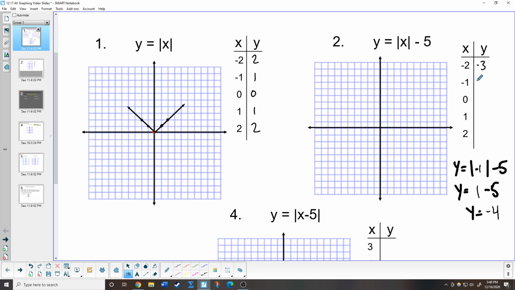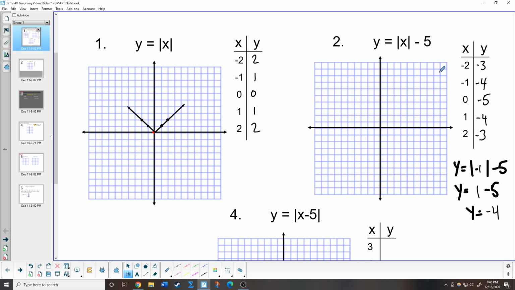All right, let's go ahead and do a couple more now in our heads. So if we plug in 0 here, absolute value 0 minus 5 is -5. If we plug in 1, 1 minus 5 is -4. And we'll start to see this pattern again. -3 is what we expect to get. So we plug in 2, absolute value is 2, minus 5 is -3 once again.